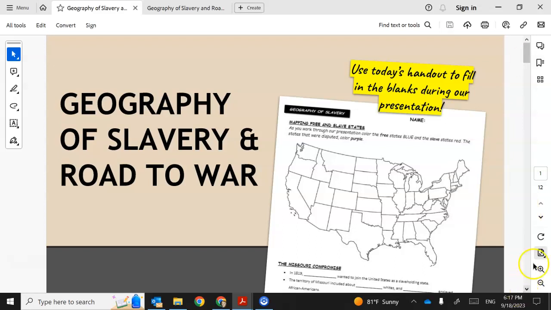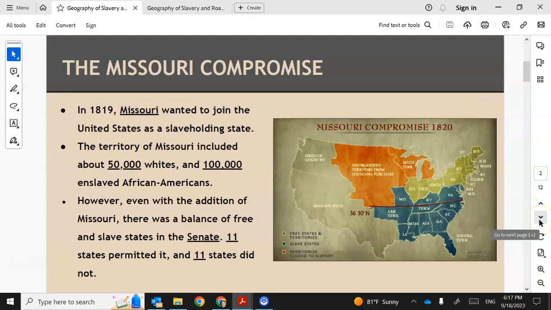So, let's look at page 2. The Missouri Compromise was 1820, and I did put that in your work from yesterday. Missouri wanted to join the U.S. as a slave-holding state. It had double the amount of enslaved African Americans that it did white people. But we needed a balance. And so we created the state of Maine, and we drew that line.